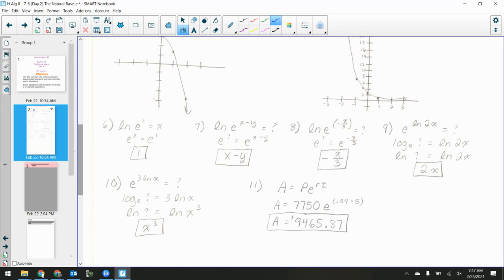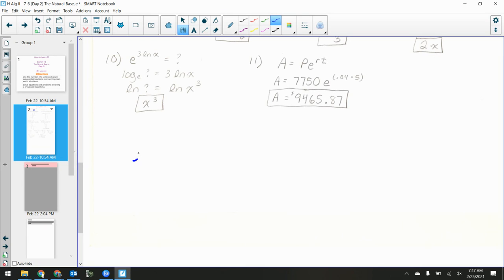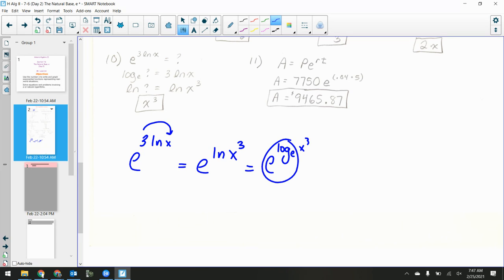All right, yes. Can you go over to 10? Yeah. Now, I would not do that same problem like that. I would actually do it in a little bit different way. I would say this. If I've got e to the 3 ln of x, well, that is equivalent to saying e to the ln of x to the third, right? And then e to the ln, well, remember, ln is log base e, so it's e to the log base e of x to the third, which will cancel, leaving us just an x to the third. That make sense?